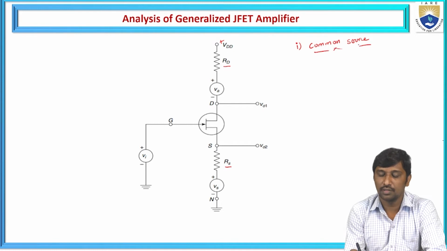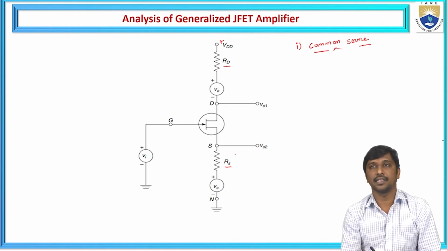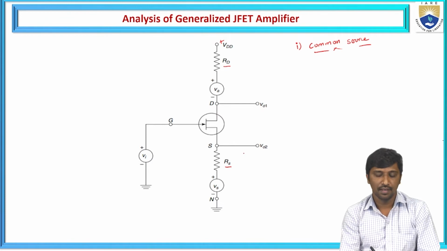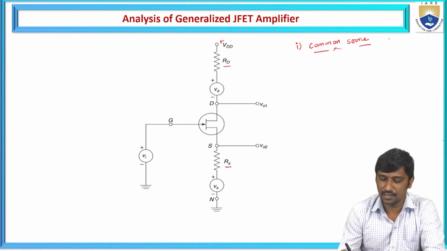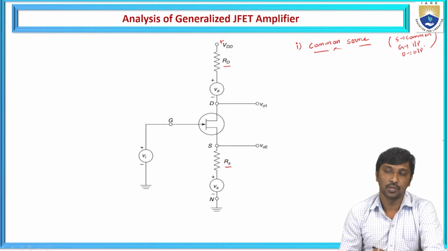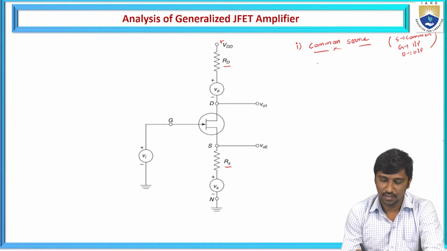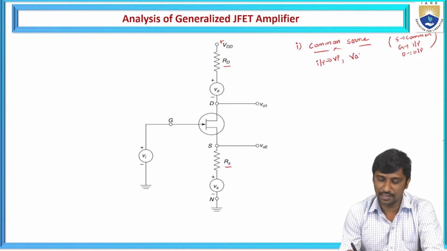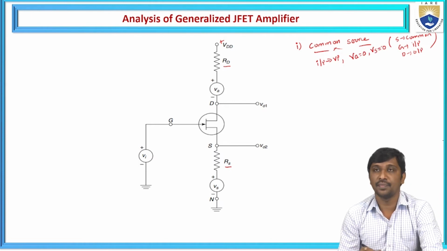If you want to utilize this as a common source amplifier, what is the meaning of common source? It means the source is a common terminal, the gate acts as the input, and the drain acts as the output. So for this common source, the input is Vi, the source that is passing through the gate, and the remaining two voltage sources, Va and Vs, I am going to make zero.